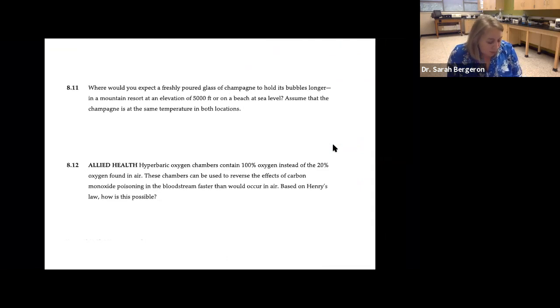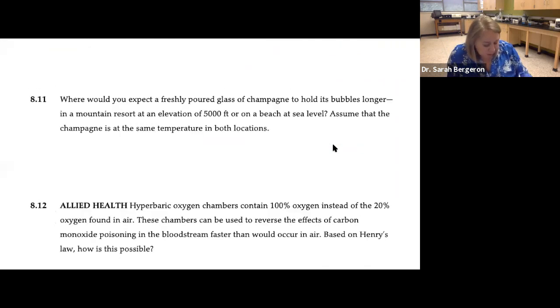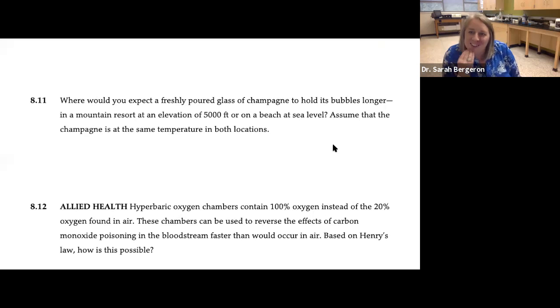All right, let's see. Where would you expect a freshly poured glass of champagne to hold its bubbles longer, in a mountain resort at an elevation of 5,000 feet or on a beach at sea level? I like this question a lot. Assume that the champagne is at the same temperature. That's an important assumption to make. What you have to remember is that there's an elevation difference. On a mountain resort we're going really high, or we're staying really low on the beach.